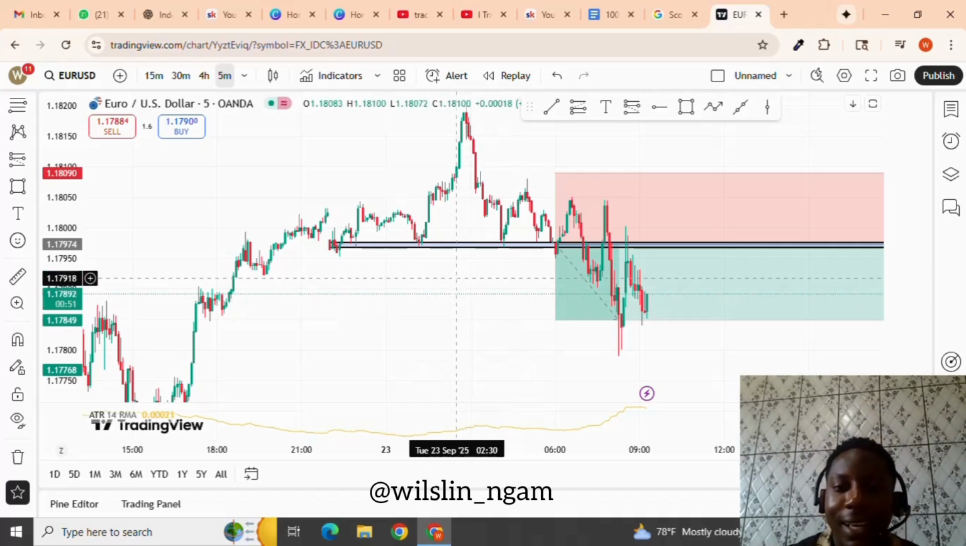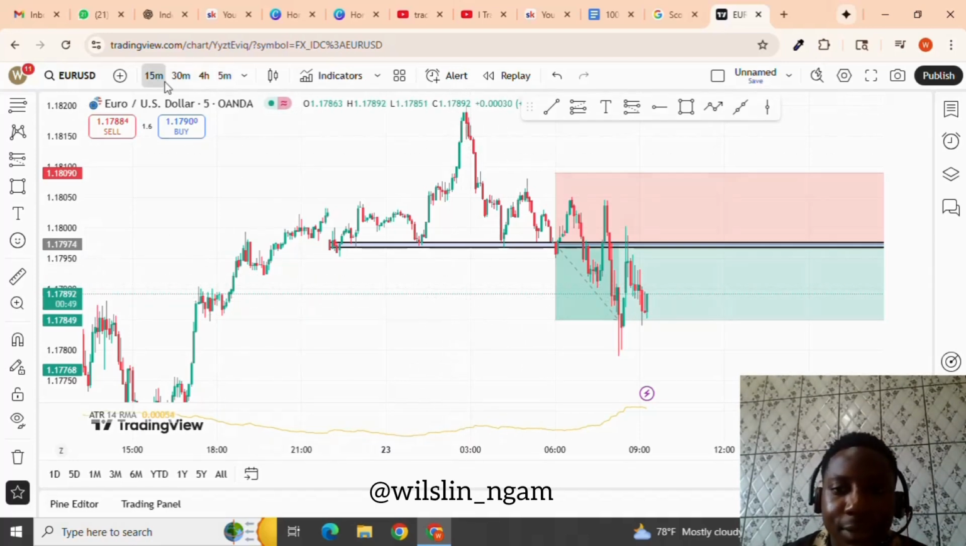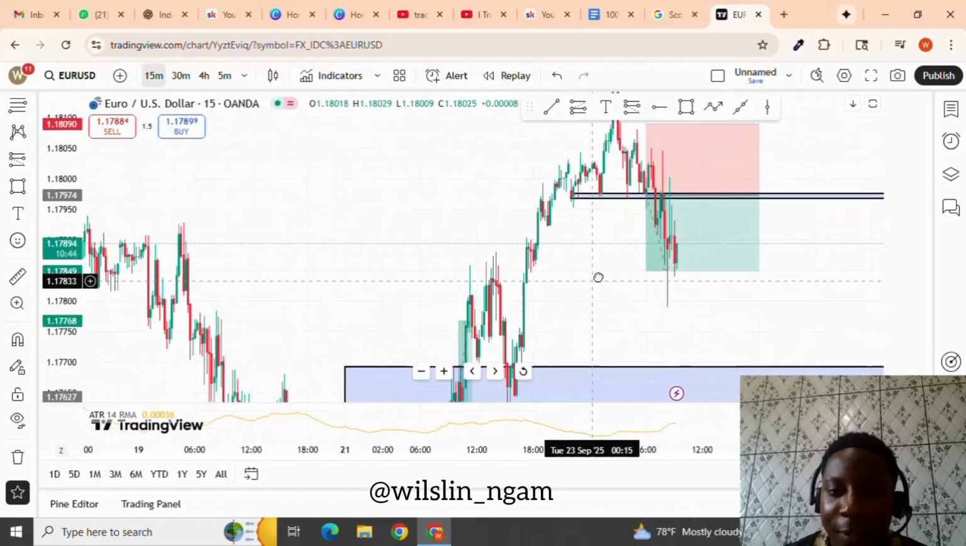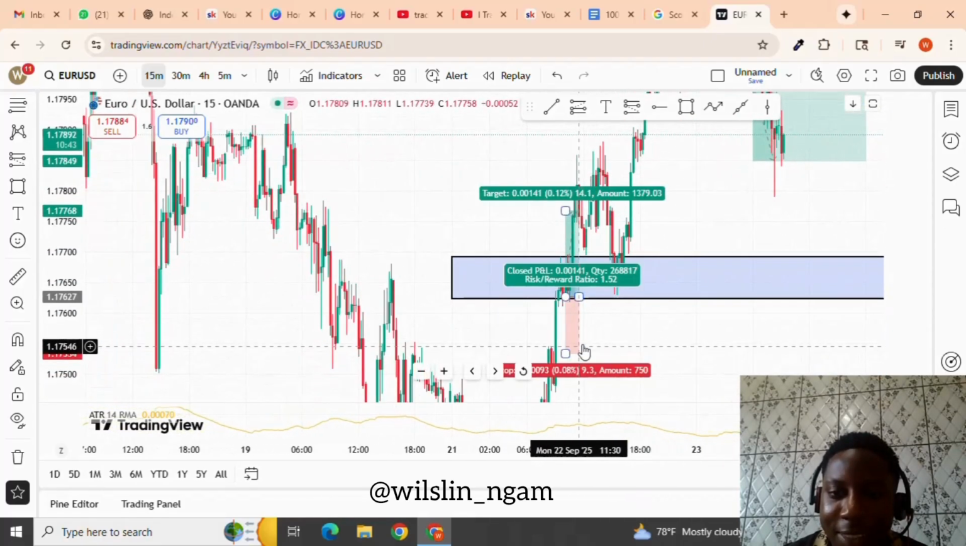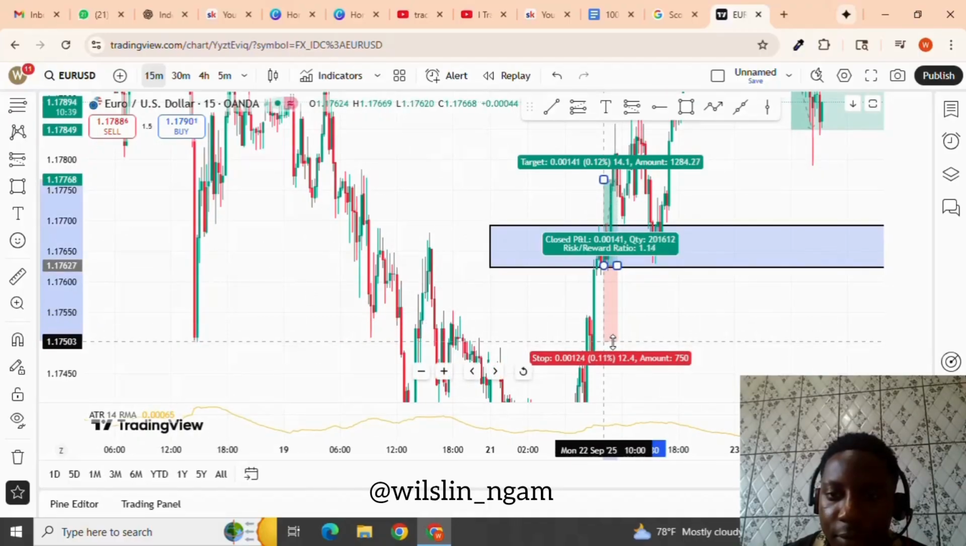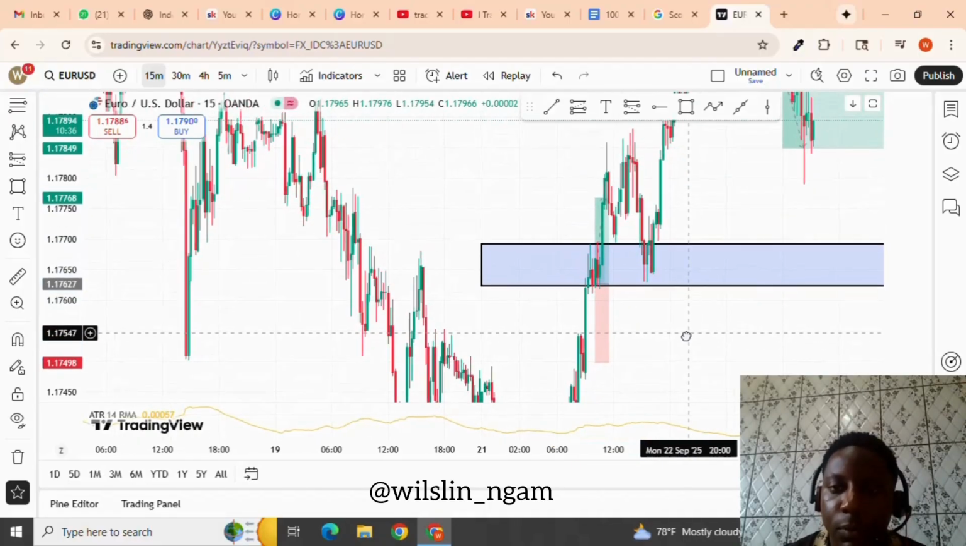Man, this is beautiful. Clean head and shoulder pattern. It's a 15-minute time frame for you guys, and this is my trade of yesterday. Same thing here. If I was to go for a 1:1, I would have gotten my win too.